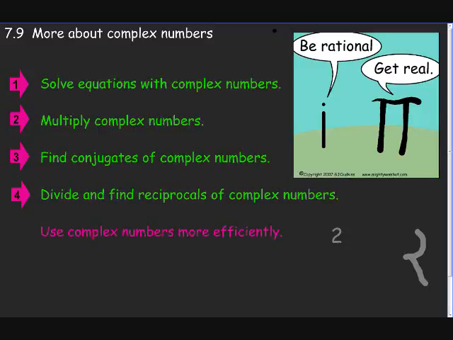We're going to take a look at complex numbers, and I just can't resist taking a moment to look at this little cartoon. I is saying to pi, be rational. Hard thing for pi to do, isn't it? And the response, back to I, get real. Another thing, a little difficult for I.